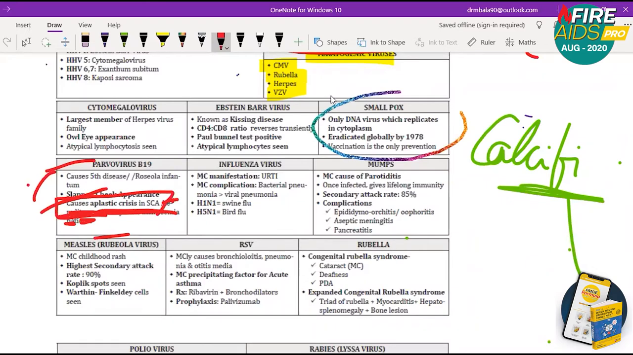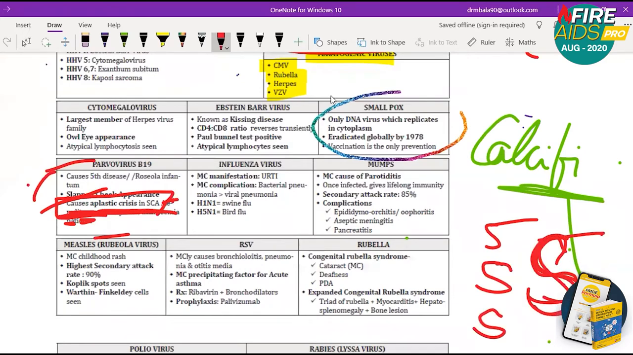That is important. So for parvovirus, you have fifth disease, slapped cheek, sickle cell anemia. If you see, everything looks like an S. So if you remember this S, you can say that it is fifth, it is S, and it is S: sickle cell anemia and slapped cheek. So this is very important.